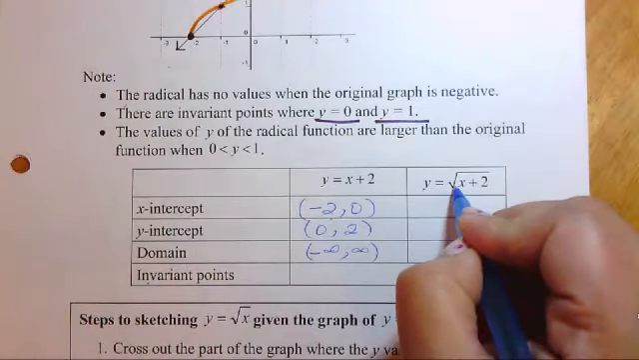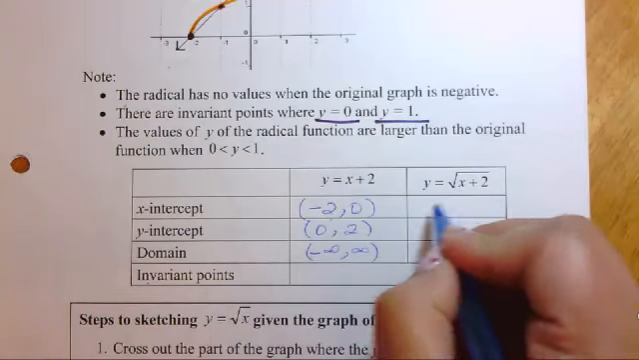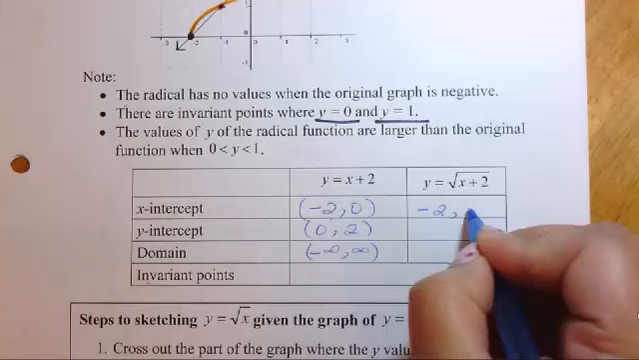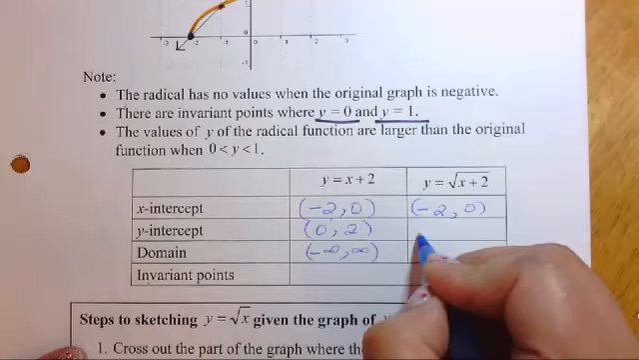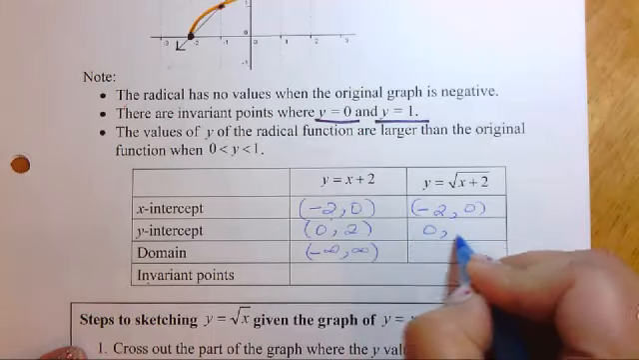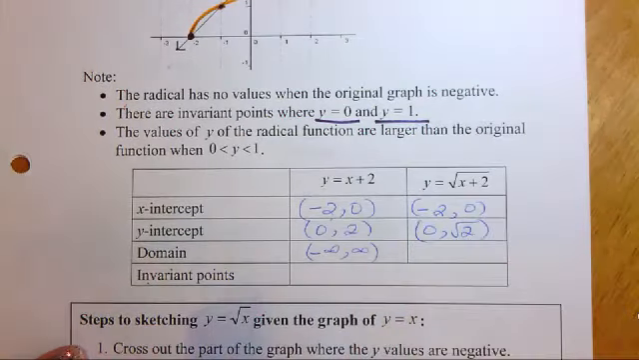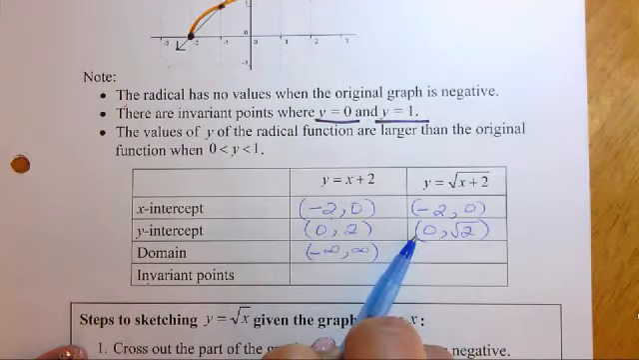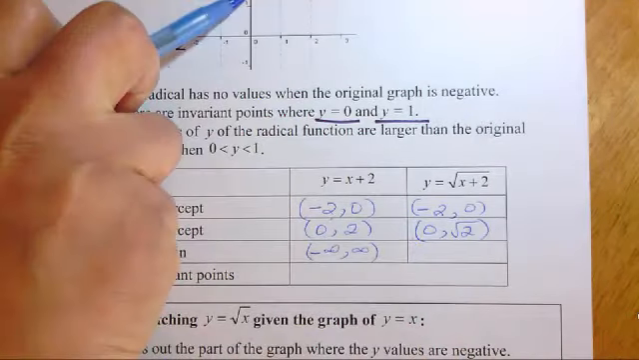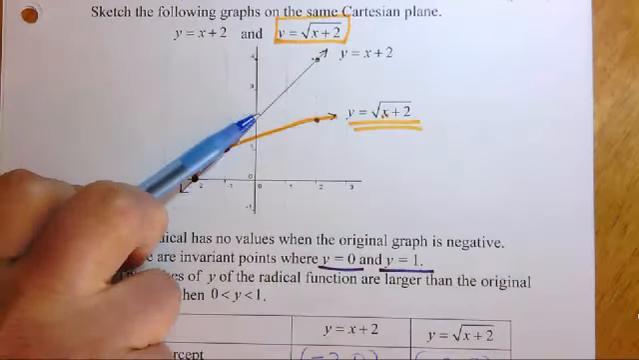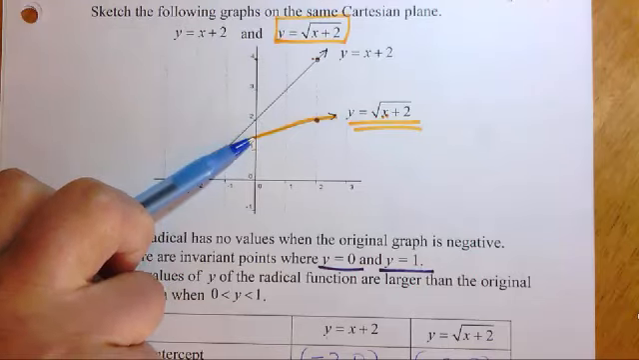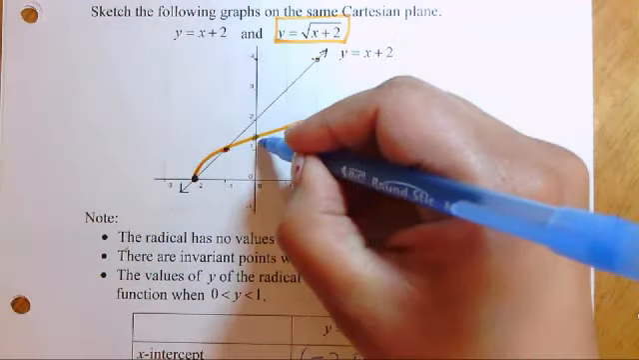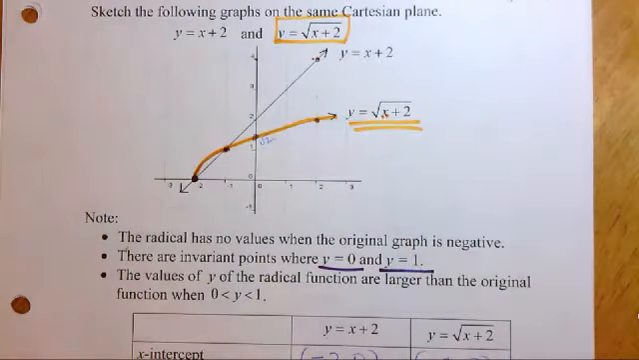Here we're looking at the square root of x plus 2. The x-intercept is going to be exactly the same. The y-intercept is going to be the square root of 2. When x is 0, we have the square root of 2. So that's comparing these two points right here: the y-intercept is 2, and then this is going to be the square root of 2, right there.